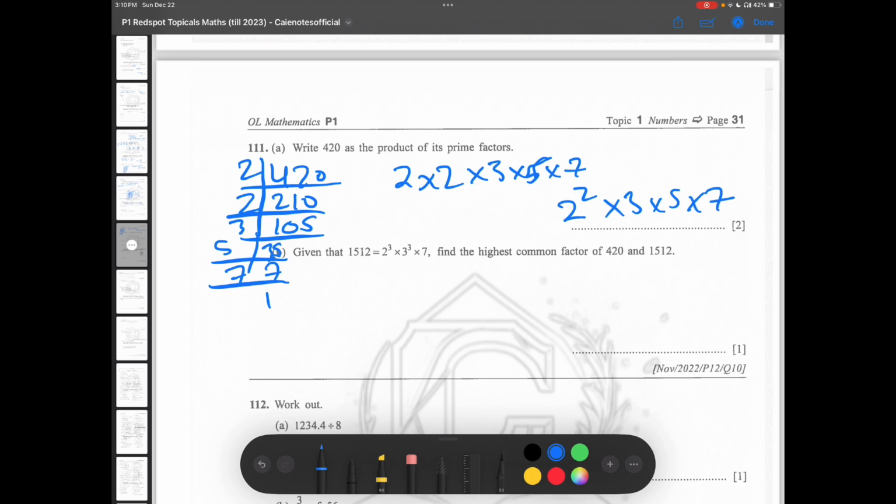Now part B says find the highest common factor of 420 and 1512, and the prime factorization of 1512 has been given to us. So while taking out the highest common factor, over here we have 2 cube, and in the prime factorization of 420 we have 2 square. So 2 cube means 2 is being multiplied 3 times, and 2 square means 2 is being multiplied 2 times. So this 2 square will be common.